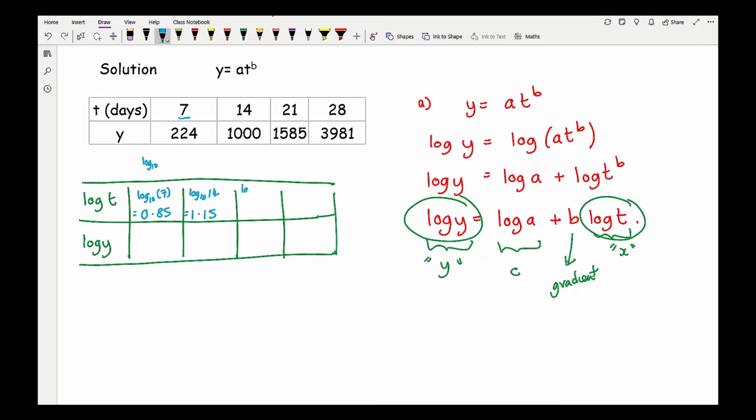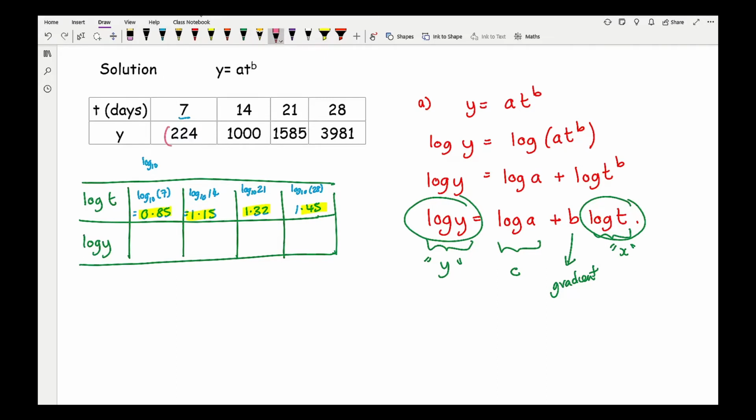Then I'm going to type in log 10 of 21, which again gives me 1.32. And then finally log 10 of 28, which gives me a value of 1.45. So these here are my respective log t values. Now what I need to do is my log y values.